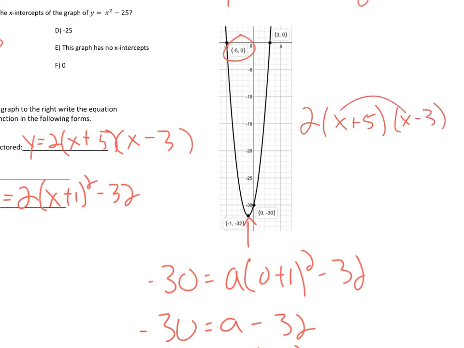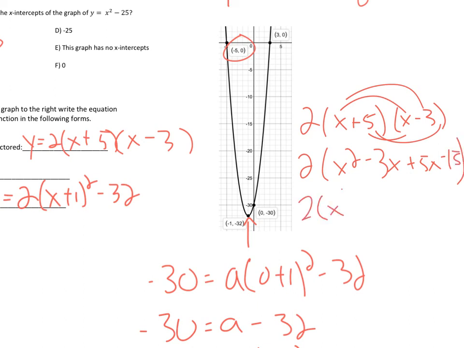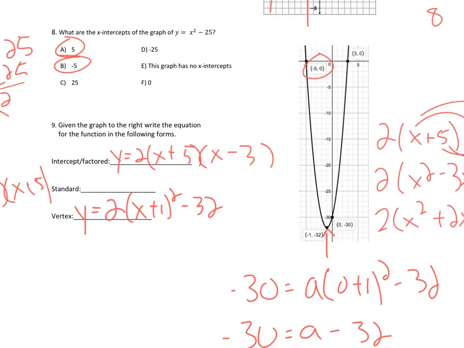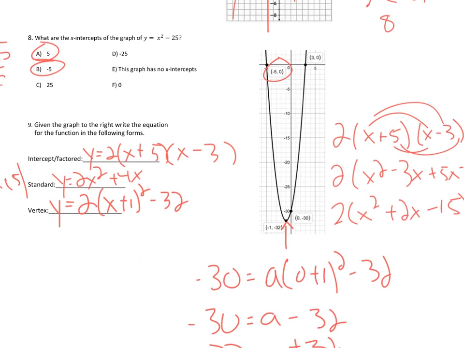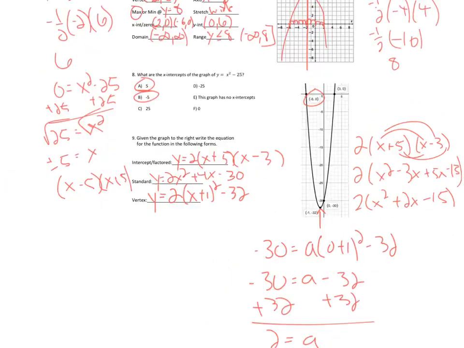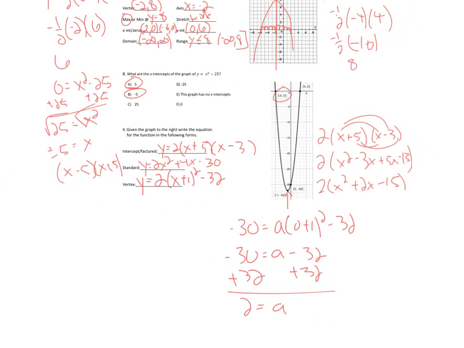We still just distribute. So I get x squared minus 3x plus 5x minus 15. And we get x squared plus 2x minus 15. And then distributing that 2 in, we get y equals 2x squared plus 4x and then minus 30. And there's all your problems.